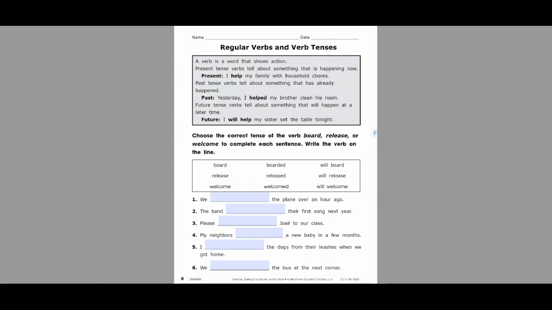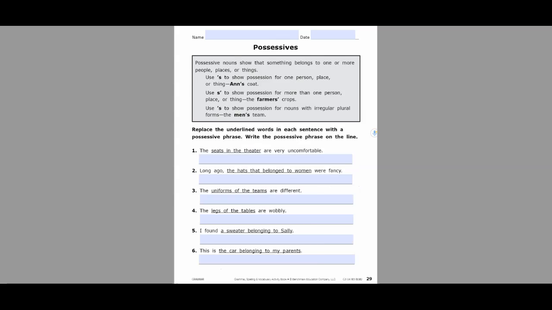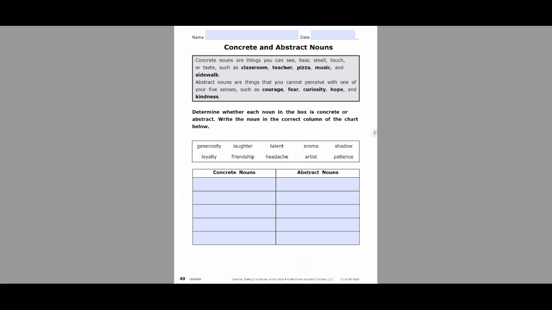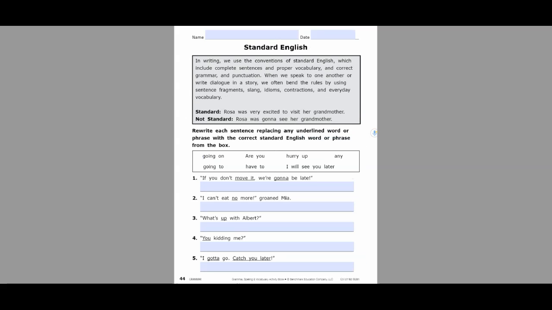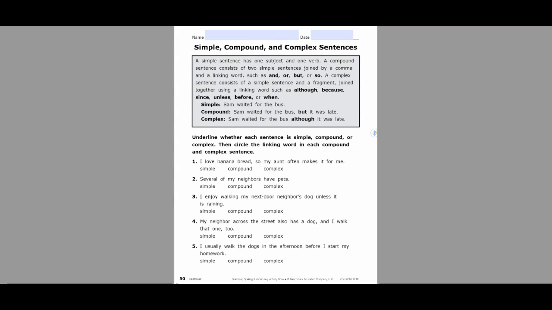All right, so on here, go to page 50. 50, 50, 50. All right.